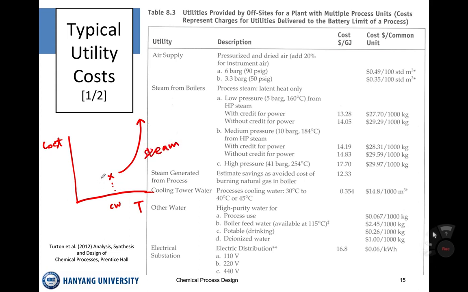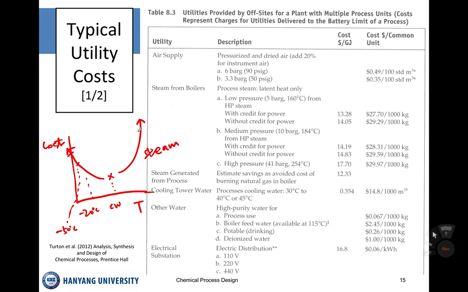What about refrigeration? Refrigeration is the opposite. Cooling at -20, cooling at -50, so the cost is expensive. Cooling at -70, -100, okay? The lower the temperature, the higher the cost. So we have this kind of trend or profile for the cost.